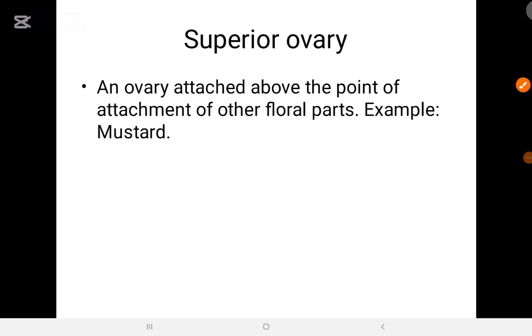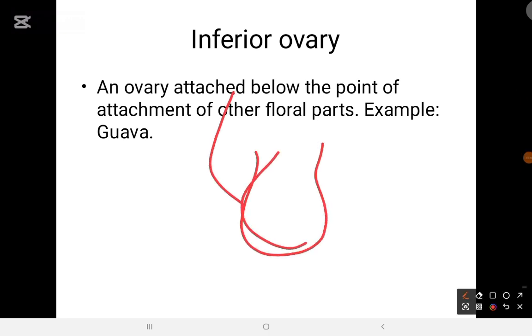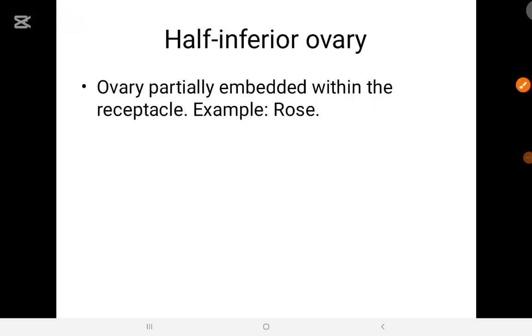Now, the inferior ovary is the one that is attached below the point where the other floral parts are attached. So we call that inferior ovary. You're going to see the ovary here, and of course the style and the stigma here, and your other floral parts, the petals, appearing to come from somewhere around above it. So that is going to mean an inferior ovary. Is that okay? Such as we have in the guava plant.